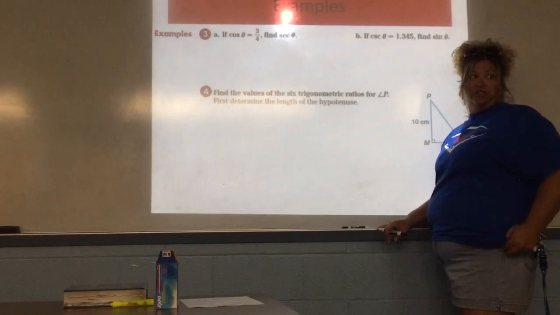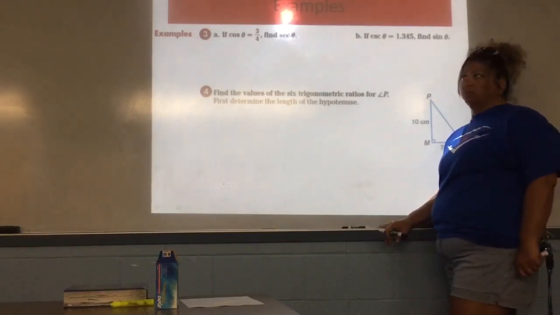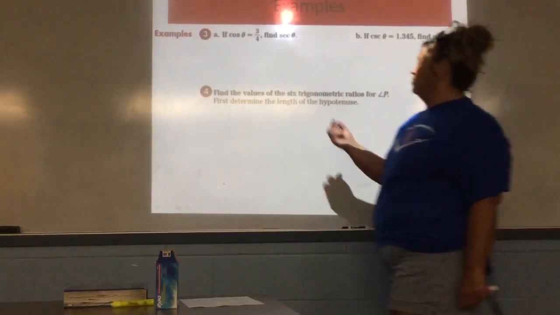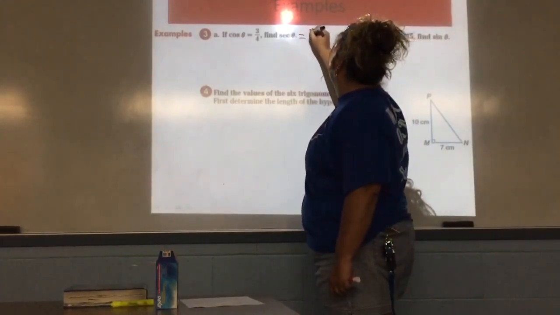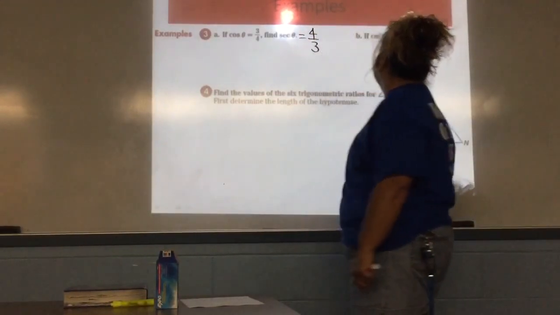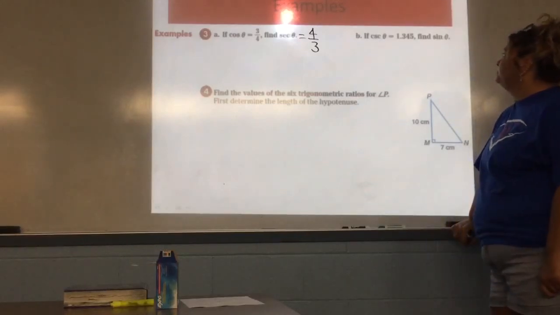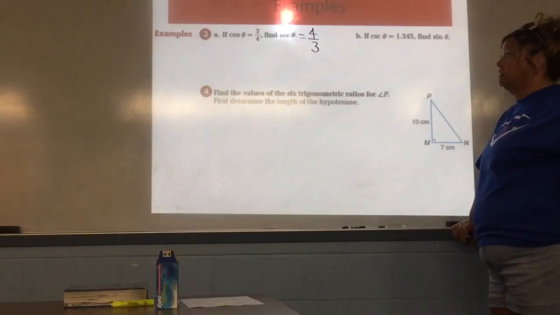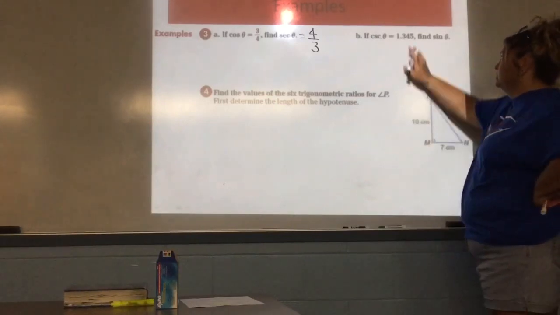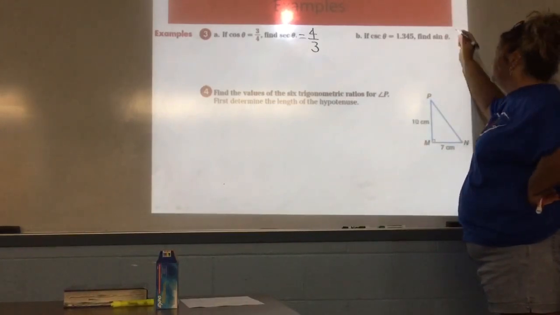Inverses. They're inverses. So if cosine is 3/4, what's secant have to be? 4/3, good. That is the answer. What do we know about cosecant and sine? They are inverses. So if this is cosecant, what does sine have to be?